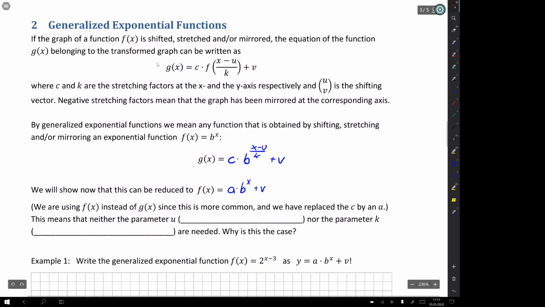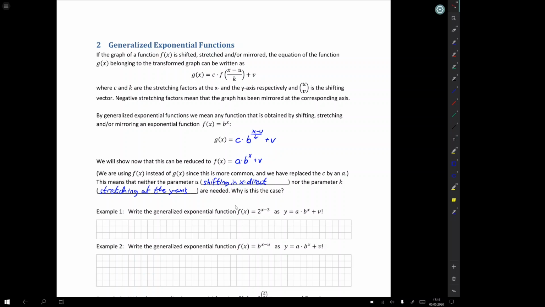What has disappeared is the u, which is the shifting in x direction, and also what has disappeared is the k, which is the stretching at the y-axis, in x direction. Why is this the case? Why does this formula cover all the possible transformations?